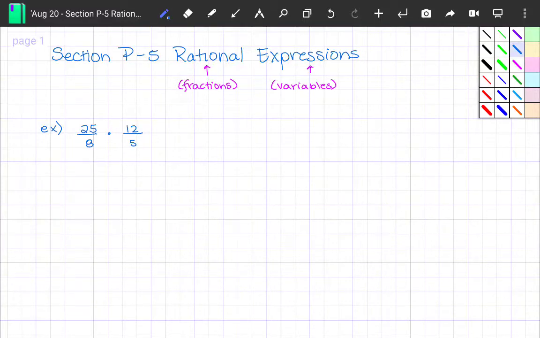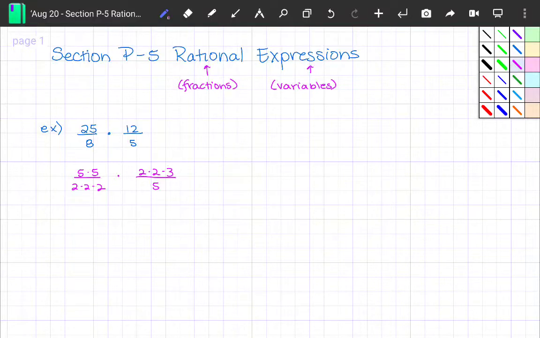And I could multiply straight across, but a lot of you guys know about cross-canceling. If you don't, basically what we do is think about common factors in the top and the bottom. So like 25 is 5 times 5, 8 is 2 times 2 times 2, 12 is 2 times 2 times 3, and of course we have 5. And now we do have common factors in the top and the bottom.